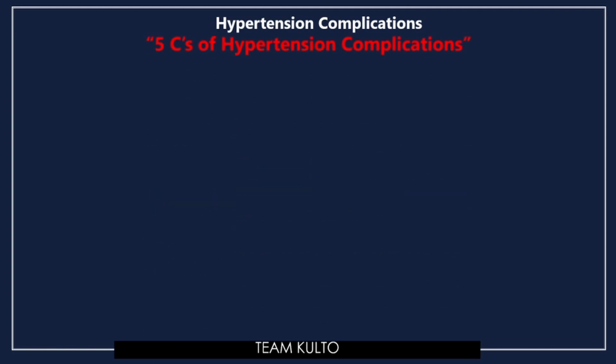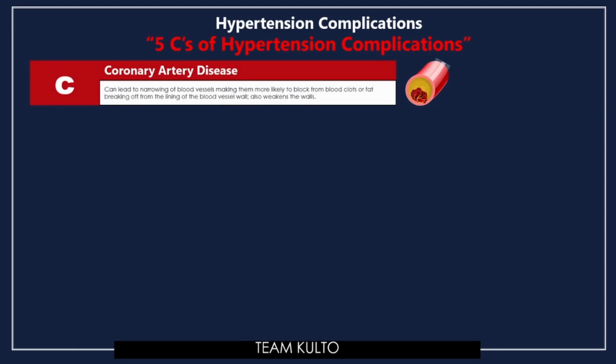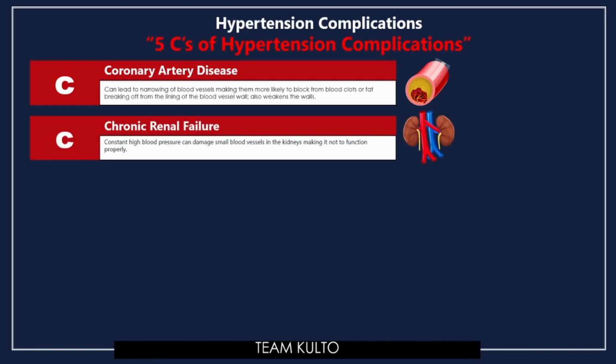Let's begin. The first C, the coronary artery disease. Now, this can lead to narrowing of blood vessels, making them more likely to block from blood clots or fat breaking off from the lining of the blood vessel wall. Also weakens the walls. What is your another C? Chronic renal failure. Constant high blood pressure can damage small blood vessels in the kidneys, making it not to function properly.